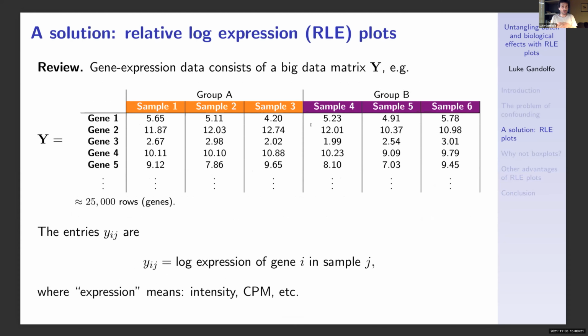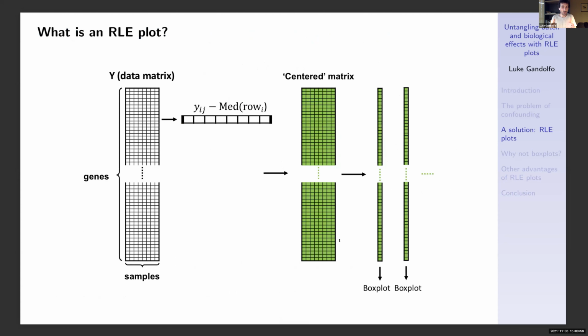And just a quick review for us, our gene expression data is essentially going to consist of a big data matrix Y, for example, like this. And we've got genes in rows and samples in columns. In this case, we've got two groups. And the entries Yij are going to be the log expression for gene i in sample j, where what I mean by expression here is intensity in the case of microarrays, or CPM in the case of count sequencing data, etc. So with that in mind, what is an RLE plot?